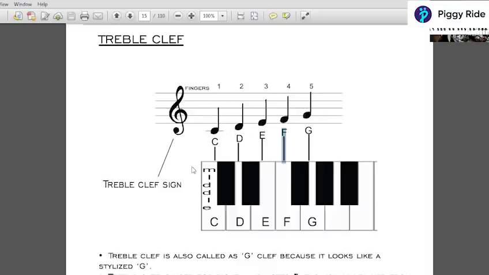Now I will explain the next thing, the treble clef. What is the treble clef? I think the time is going to be over, so I will explain the treble clef in the next class. Now I will revise what you learned in today's session.